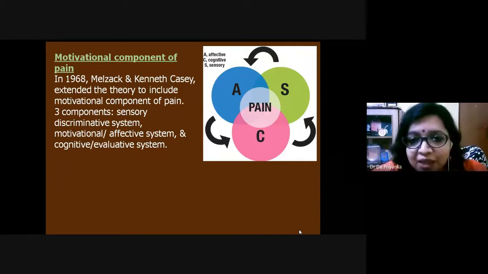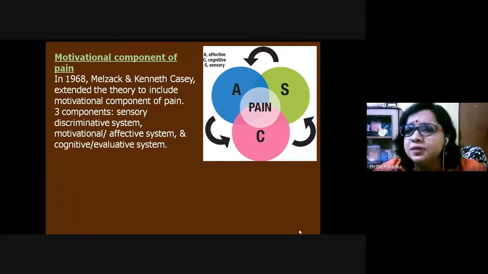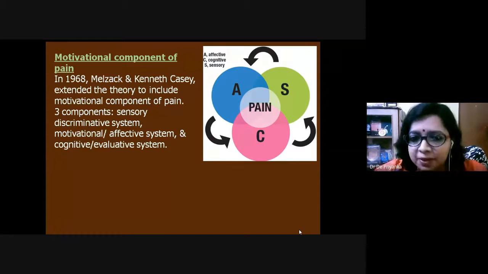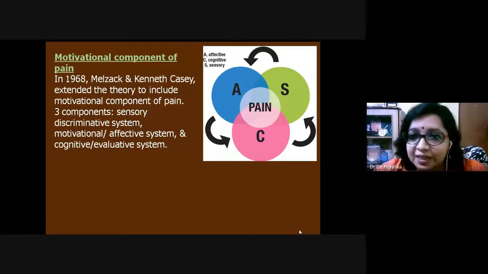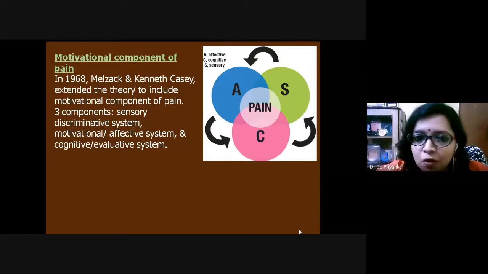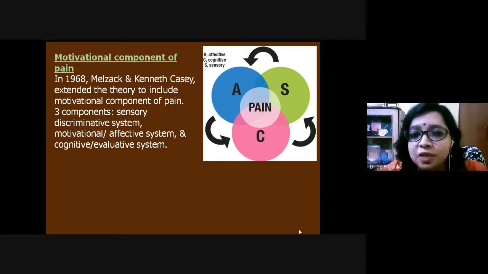And what are they? Number one is the sensory discriminative system. The sensory discriminative system is totally based upon the biological perspective, that has nothing to do with other cognitive aspects. But then he added two other important things, which were called the motivational aspect and the cognitive aspect. So here comes the introductory term of what is known as the motivational component of pain. Added to it was the cognitive system.